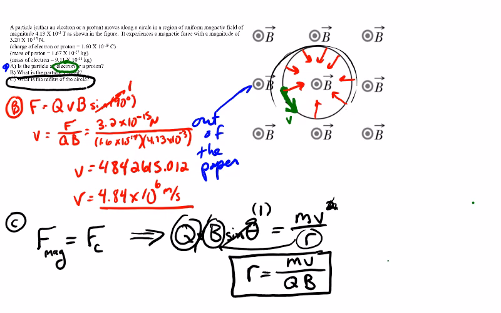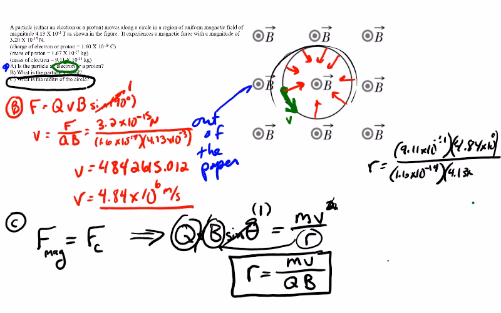But now we have the ability to actually find this radius. This is why we needed to know what particle it was. It is actually an electron, so the mass is going to be 9.11 times 10 to the negative 31st, rather than the mass of a proton. The speed we've just found out was 4.84 times 10 to the 6. On the bottom, we just use the same numbers: 1.6 times 10 to the negative 19 for the charge, and then the magnetic field of 4.13 times 10 to the negative 3.